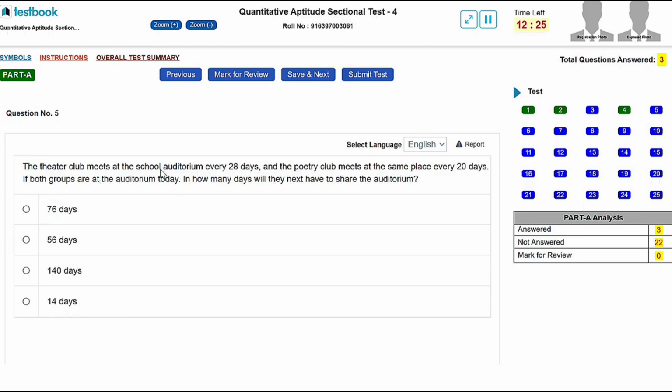The theatre club meets at the school auditorium every 28 days, and the poetry club meets at the same place every 20 days. If both groups are at the auditorium today, in how many days will they next have to share the auditorium? 28.